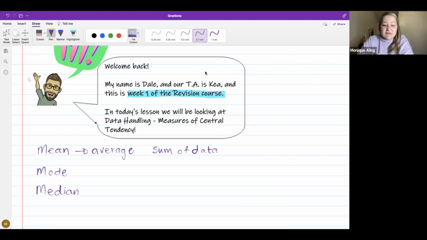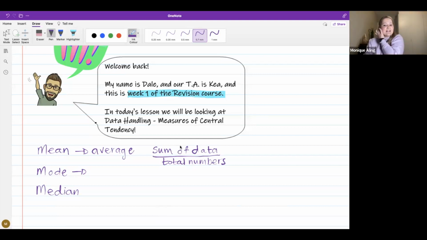But I see Zoom user has said, add all the numbers and divide it by the total numbers. Fantastic. So our sum of our data, we add all the numbers, divide by the total numbers in our data sets. Okay, fantastic. And then mode. What is our mode of a data set? Oh, nice. That was nice and quick.